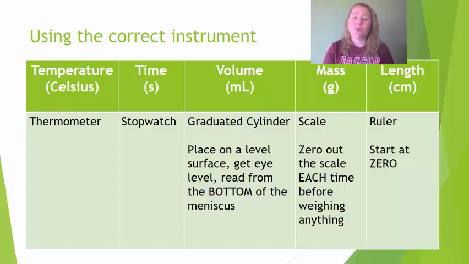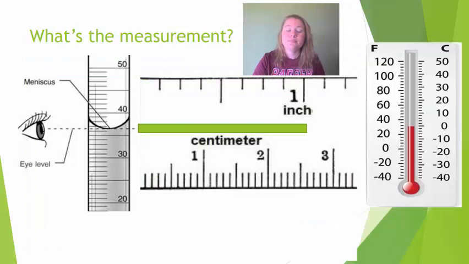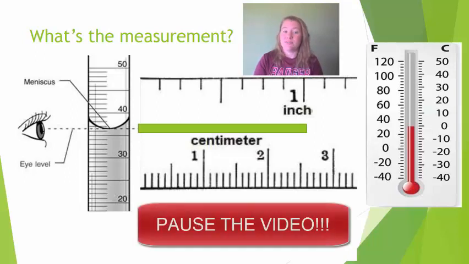And then finally, if you are measuring length, you want to use meters. Typically, we're using centimeters or millimeters in this class, and you are going to use a ruler or a meter stick. Remember to always start at 0, so that way your measurement is, again, accurate. So what's that measurement? I'd like you to see if you remember how to use these instruments, and pause the video and see if you can come up with the correct measurement.